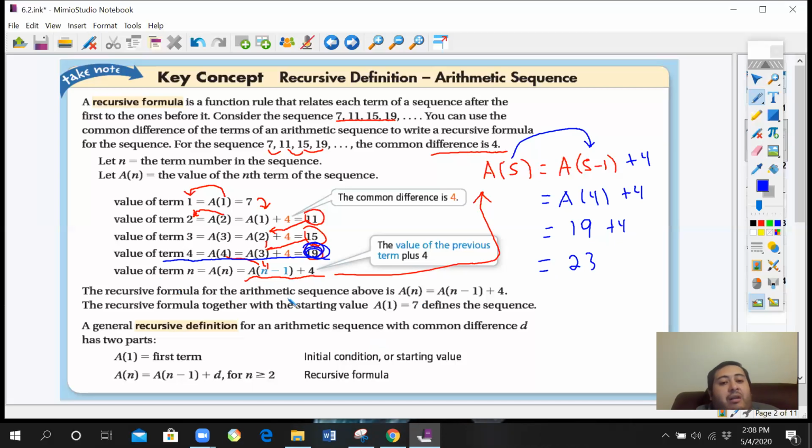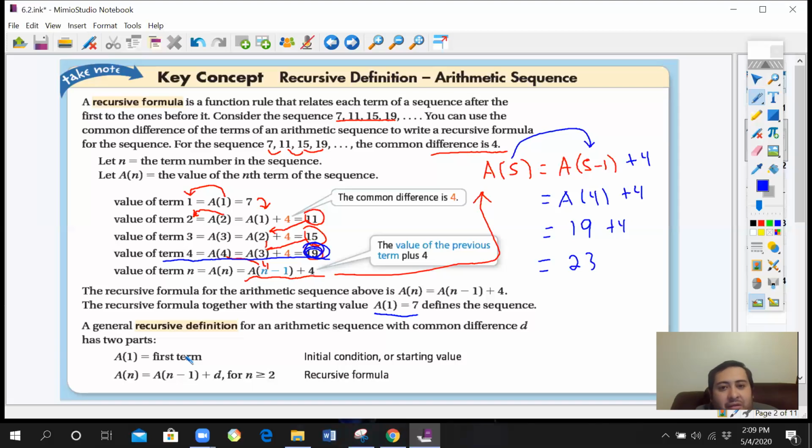So the recursive formula for the arithmetic sequence below is a(n) equals a(n minus 1) plus 4. The recursive formula together with the starting value, this is your initial value, defines the sequence. A general recursive definition for an arithmetic sequence with the common difference d has 2 parts: the first term and the recursive formula. It's pretty simple if we just practice it. It's not that hard.